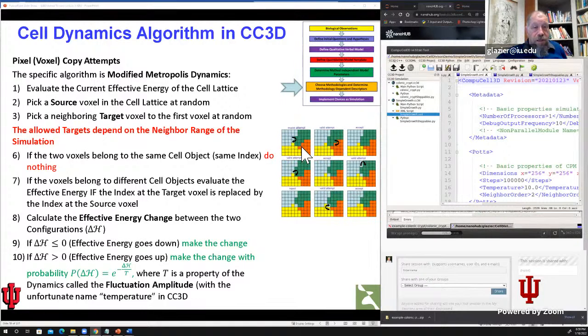What sites we could pick as targets are going to depend on that interaction range that we talked about earlier on, which is why we have to make that decision early. If the source and the target are both in the same cell, nothing happens. Having a volume of cell 1 replaced by a volume of cell 1 does nothing, so we ignore it.